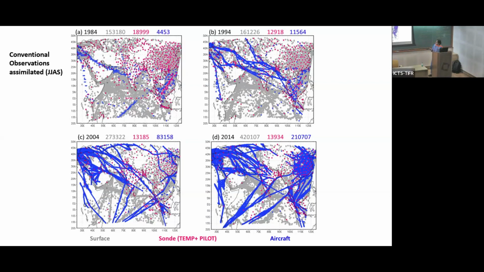Here it is written surface, sonde and aircraft. You see that as time progresses, the number of observations has increased, particularly the aircraft observations. Initially we had very few aircraft observations over the IMDAA domain. But in 1984, in 1994, the number increased, and again in 2004 and 2014 you see there is a huge number of observations over the IMDAA domain. Similarly, for the surface observations, we can see there is a reduction, particularly over the oceanic region.